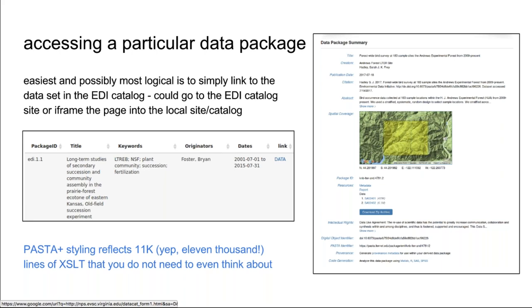So it was revealed to me in the conversations leading up to this session that what you see on the right, which is part of a display of a data set in the EDI catalog, is rendered with 11,000 lines of XSLT. I cannot even get my mind around 11,000 lines of XSLT. But the critical point there is that that's all done for you. Somebody else did that work, and what a fantastic resource to take advantage of.